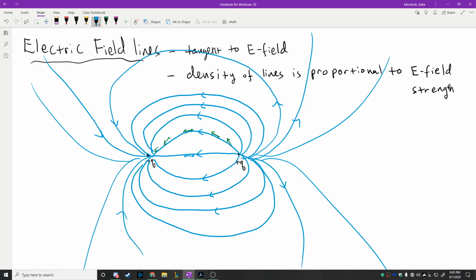So, I don't know what to say about electric field lines. Density of the lines is proportional to the electric field strength. It's tangent to the electric field. I said I would teach you flux. We can talk about flux now, I guess.